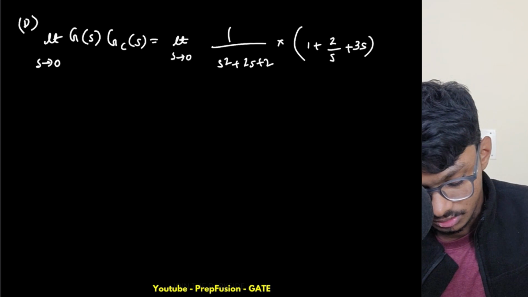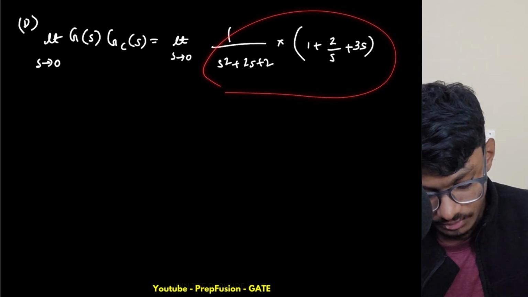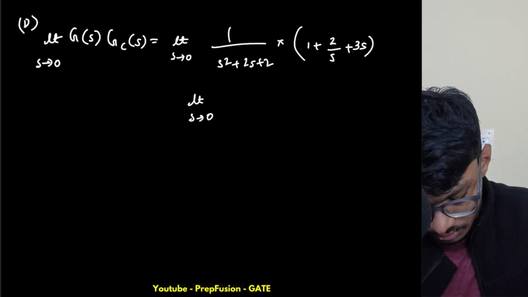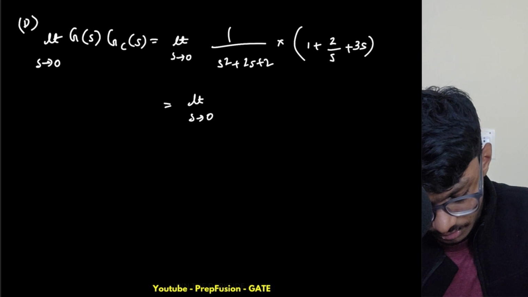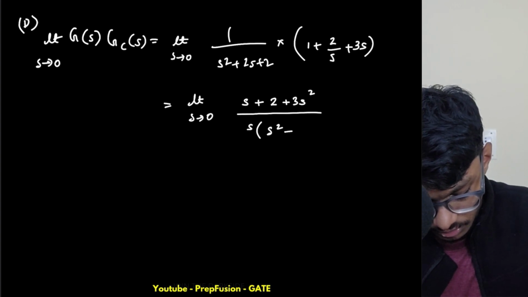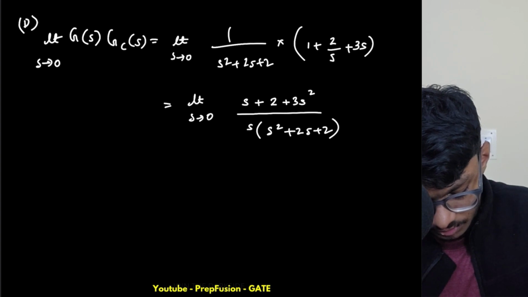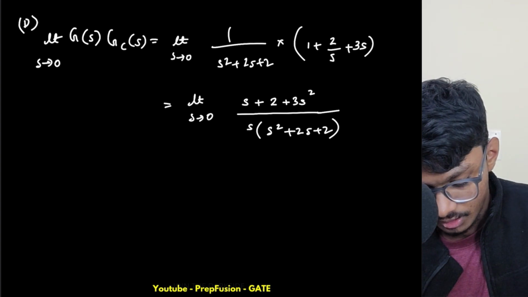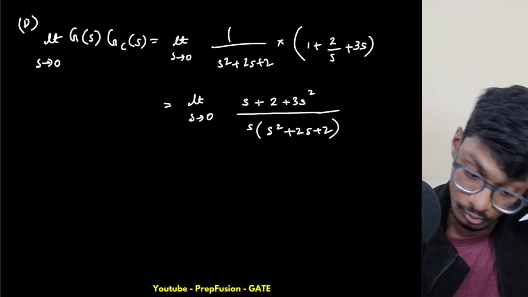Now can we put 0 over here? We can't put 0 over here. Even if we take a few things in common, s tends to 0, it will be simply s plus 2 plus 3s square divided by s into s square plus 2s plus 2. Okay, now we can't put 0, because if I put 0, this will blow up towards infinity.